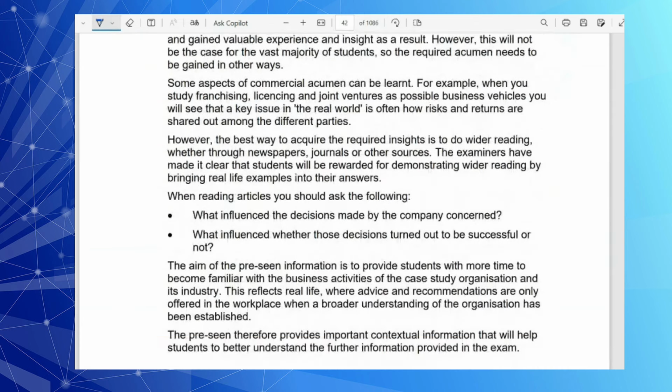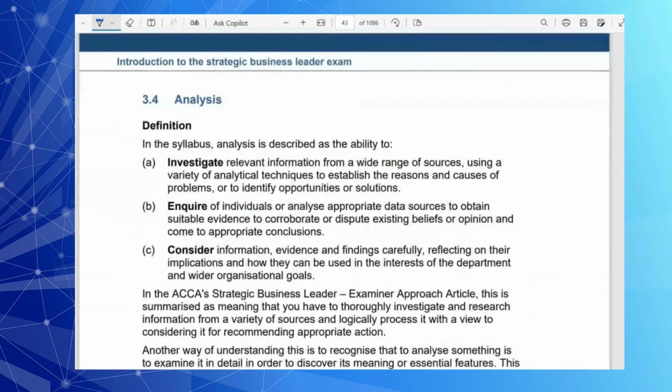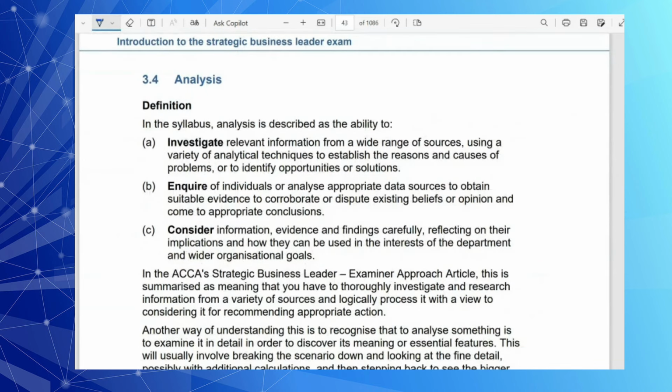Analysis. The definition of analysis: investigate, inquire, consider. This is a part of analysis. If they ask you to analyze something, you have to investigate relevant information from a wider perspective and sources, using a variety of analytical techniques. Remember F8, you have to make analytical analysis. Your F9 knowledge is also there, your financial management knowledge. Inquire: analyze appropriate data sources to obtain suitable evidence.